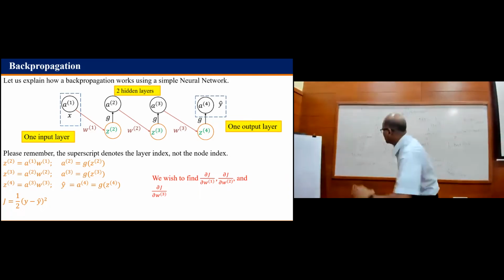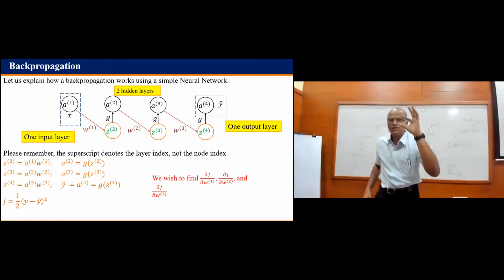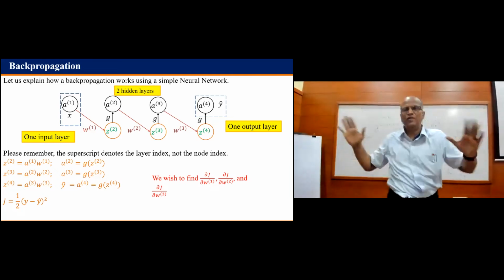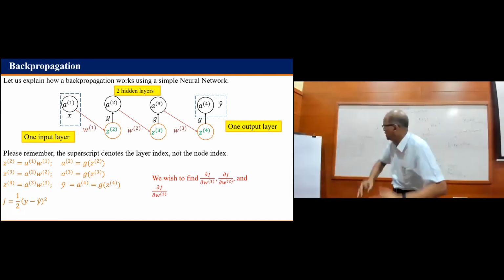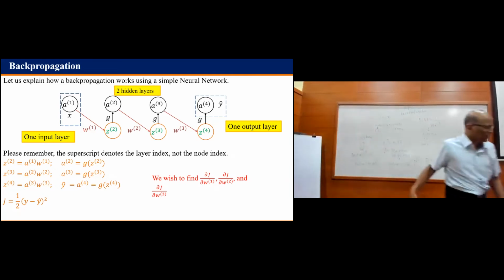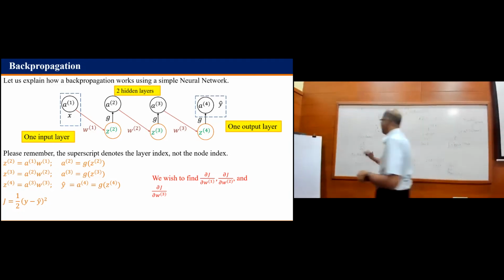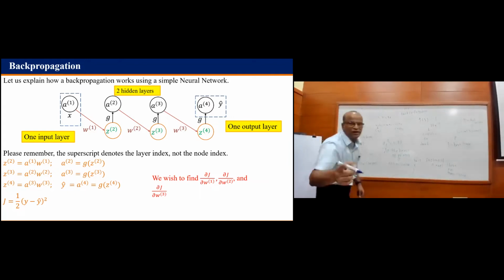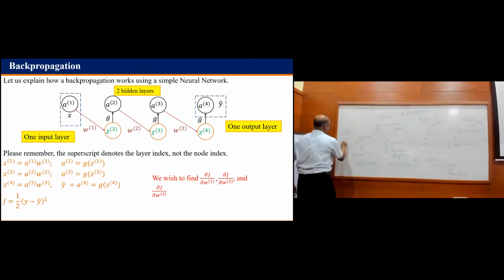Now the challenge before us is to evaluate the Jacobian. The Jacobian consists of, here, there are only 3 weights. So we made it simple. There are only 3 weights. So evaluating the Jacobian means, in this case, I want to evaluate dou J by dou W1, dou J by dou W2, and so on.